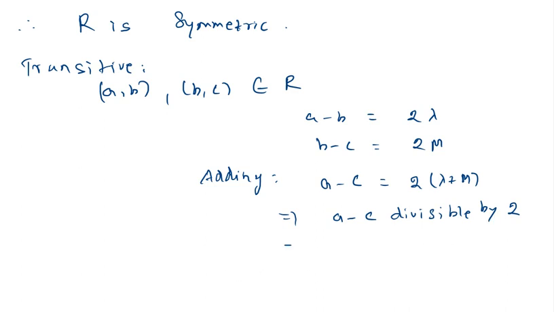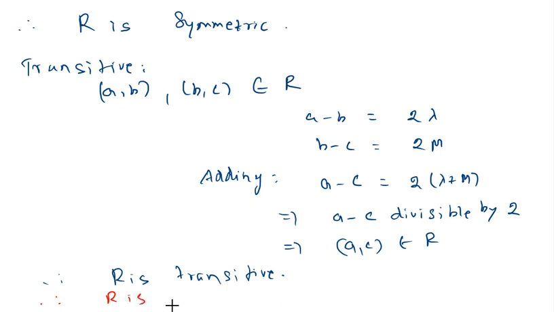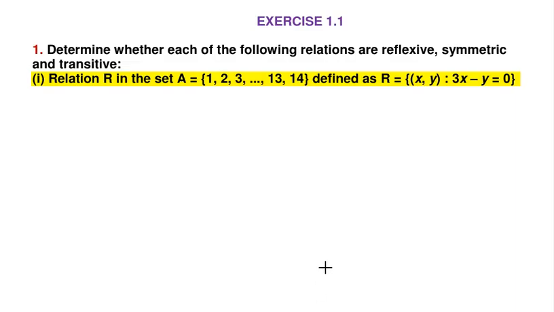A minus C divisible by 2, now what is the conclusion? (A, C) is also an element of the relation, and therefore R is transitive. So the relation R is reflexive, symmetric and transitive, and therefore the relation R is an equivalence relation. Now we'll discuss a few questions from exercise 1.1.